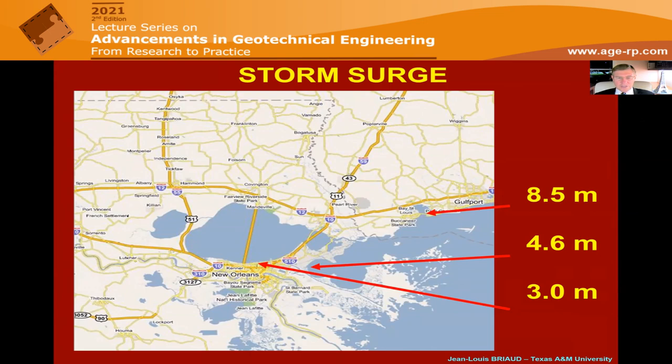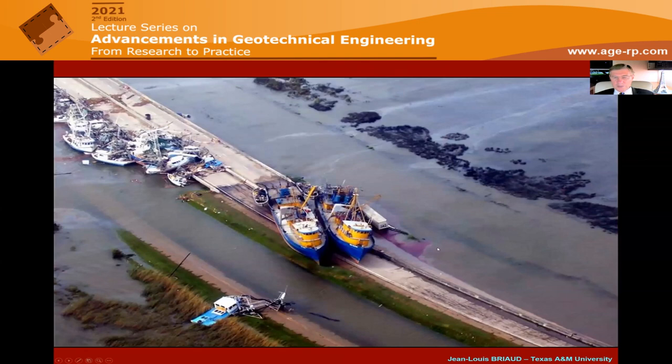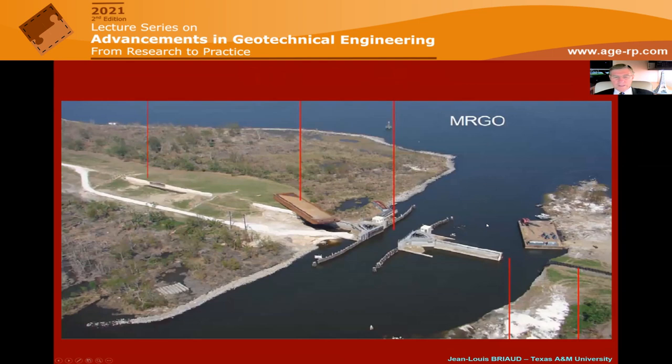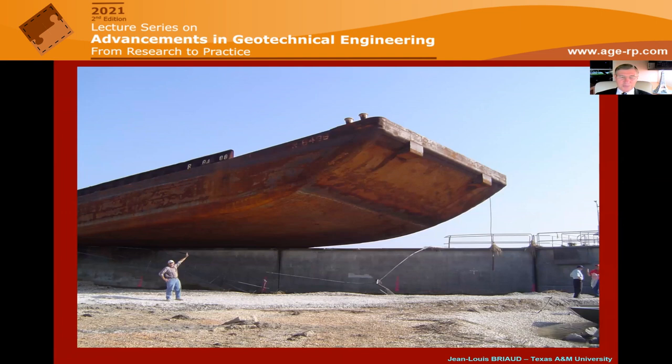You can see examples of overflow, these ships being on top of highways, and here is another one on top of a levee. So obviously the water was very high. Here is a barge on top of an eye wall. Here is another close-up of this. So you can imagine the strength and the power of the water in a hurricane, and you get a lot of respect for that water. Here's some more of those ships on top of the highway.